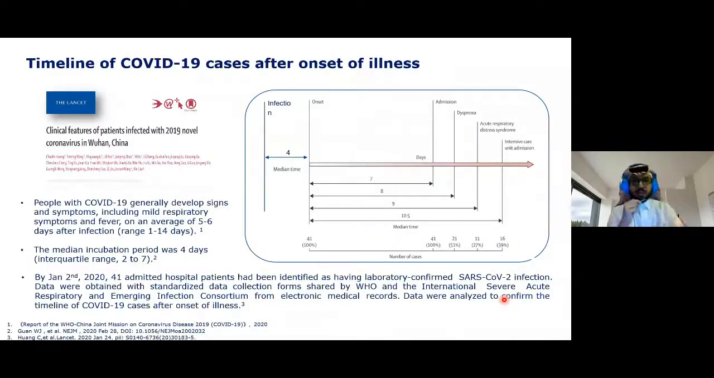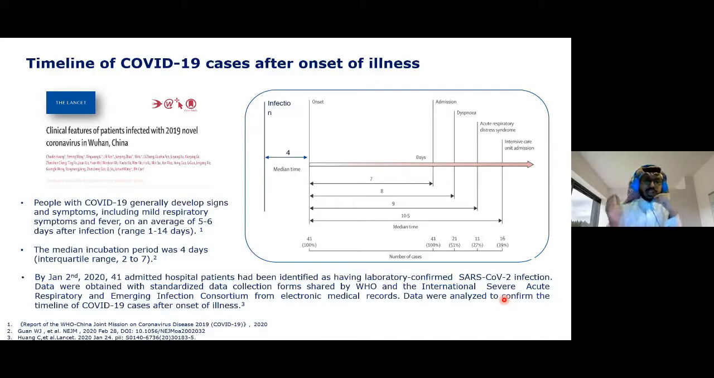So what is the timeline of COVID cases after onset of illness? I think this is very important. People with COVID-19 generally develop signs and symptoms, including mild respiratory symptoms and fever. It comes 5 to 6 days after infection, but usually ranges up to 14 days. The median incubation period was 4 days, sometimes up to 7. That's why they tell the patient, if you were exposed to somebody and after 7 days you don't have symptoms, you are free. And if you have symptoms after 10 days, you cannot infect others.